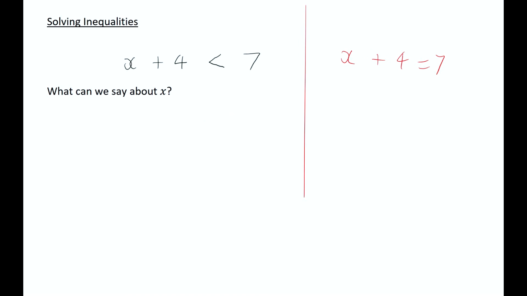This one, I've got x plus 4 is less than 7. So again, if I look to the right hand side of x plus 4 equals 7, here, I know x will equal 3. And using the same idea, here we will have that x is less than 3, which makes sense. If I've got a number less than 3 and I add 4 to it, that answer must be less than 7.